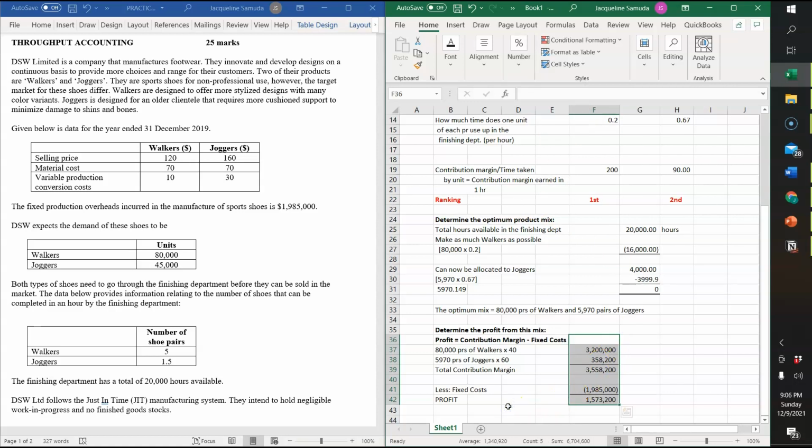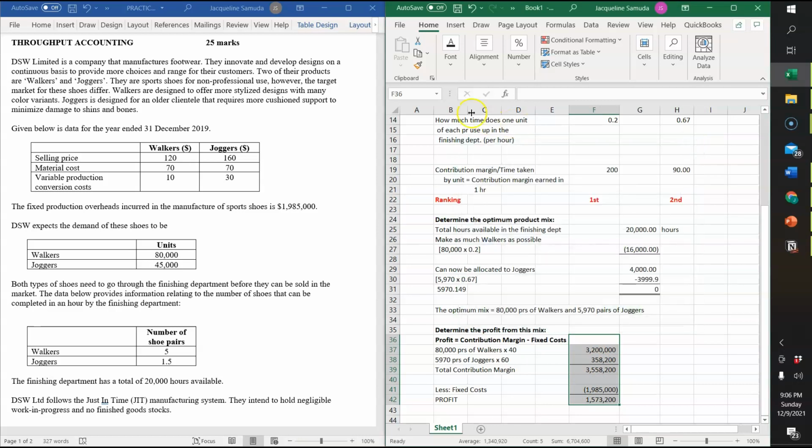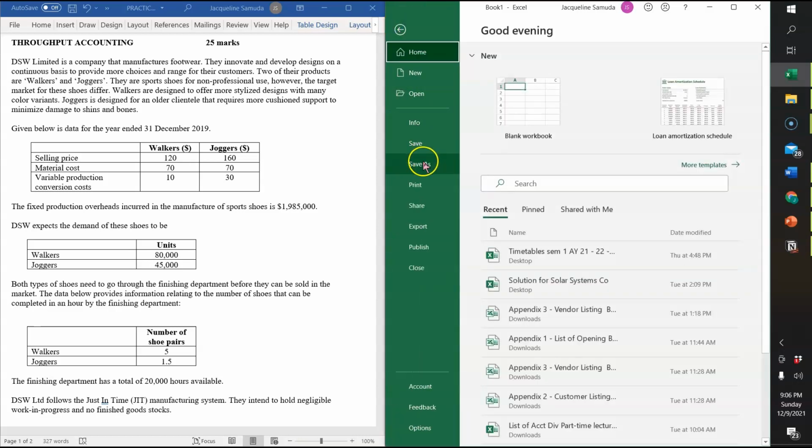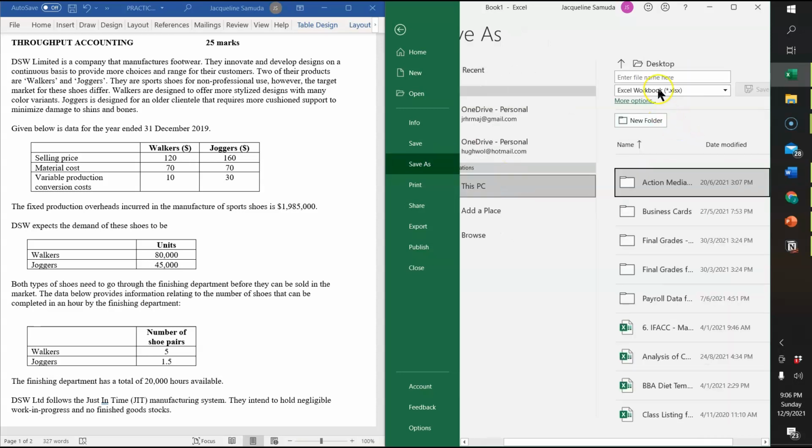Let me save this. File, save as. Solution to DSW.